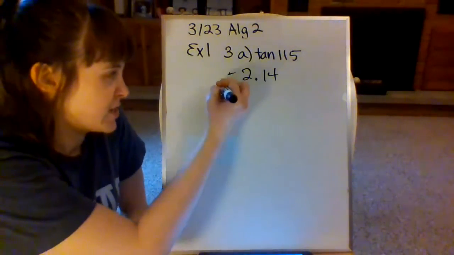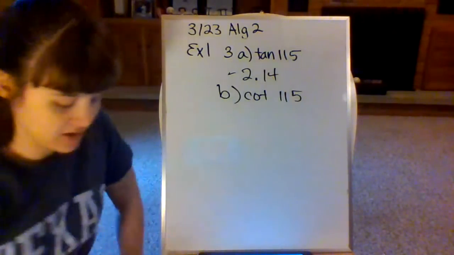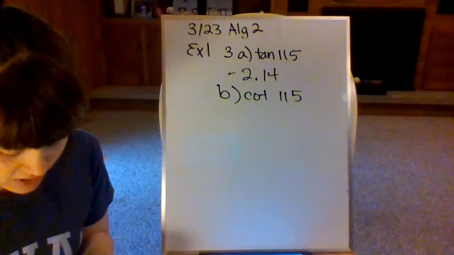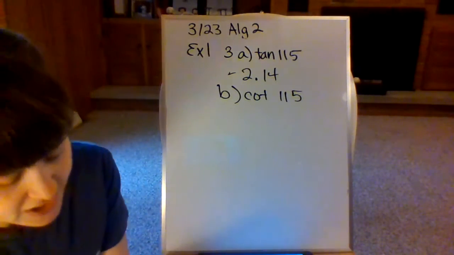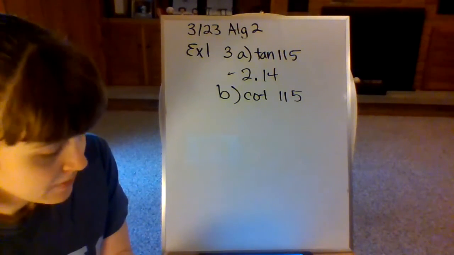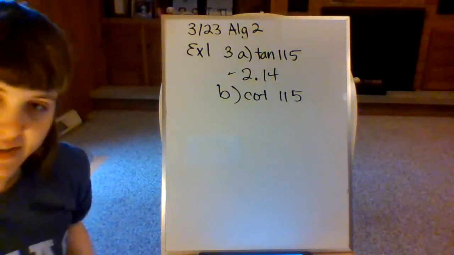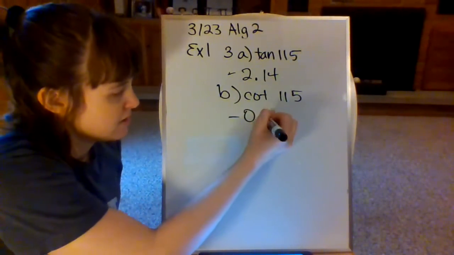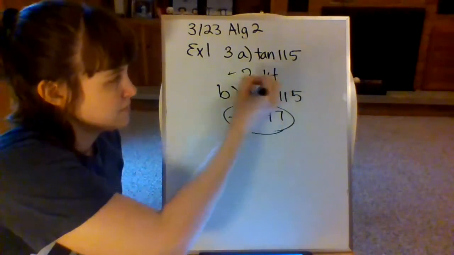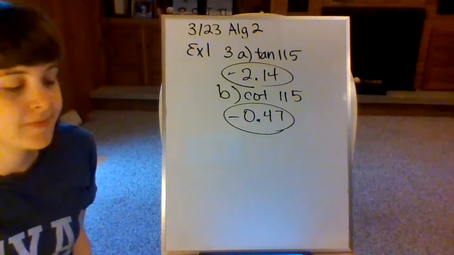Alright, you ready for cotangent? Cotangent 115. So we're going to put in 115. Then we're going to press tangent. And then we're going to press the 1 over x button. So this one is negative 0.47. Okay, so that is the third problem.